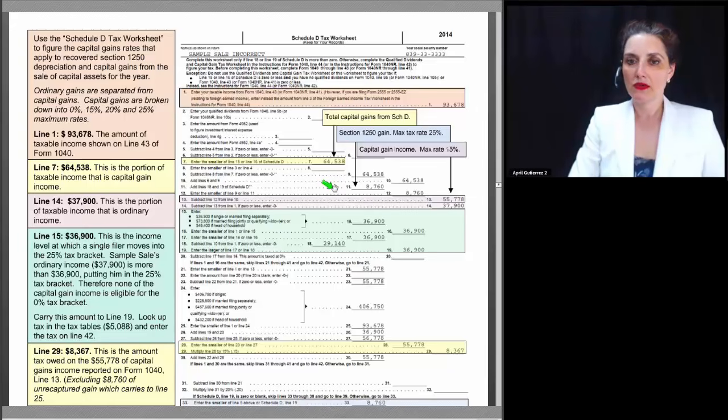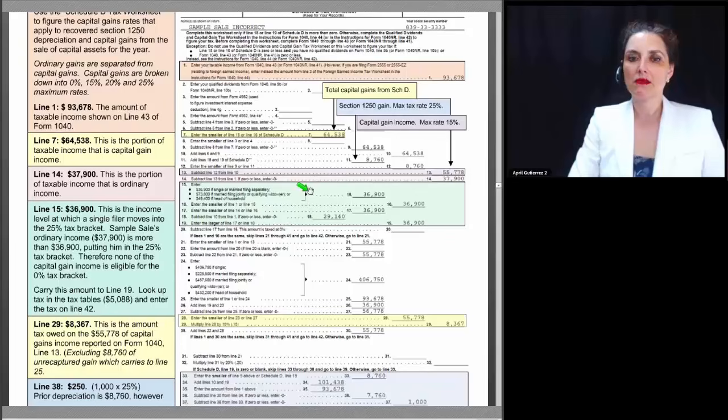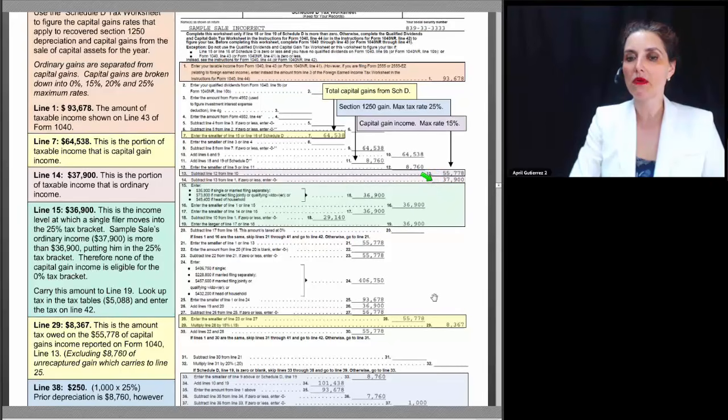Now we need to determine what tax bracket this sample sale falls into, and we've made him a single filer. And so is his income without regard to capital gain more than $36,900? Yes, it is. After we subtract out all of his gains from his other income, we're still left with a number that is more than the threshold amount for his filing status. So it means that he's going to be taxed at a rate of 15%, and it also means he's going to be exposed to a 25% tax rate on some of his income as well.